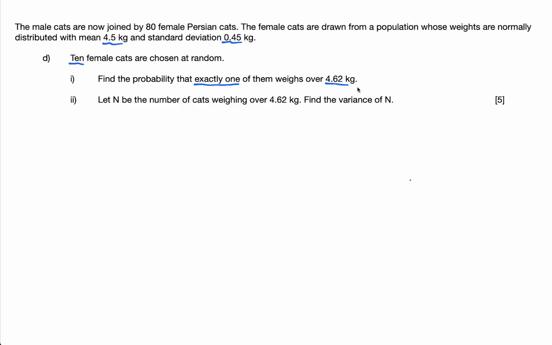Right, this is a bit of a confusing question because this is a normal distribution, but this is a binomial distribution. I know it's a binomial distribution, but there's three kind of giveaways. One is this 10, when you see 10 female cats, that's our number of trials. The probability that exactly one, so again, that's the second giveaway, exactly one is binomial PDF, and then weighs over 4.62 kilograms, so that's either they're over 4.62 kilograms or they're under 4.62 kilograms.